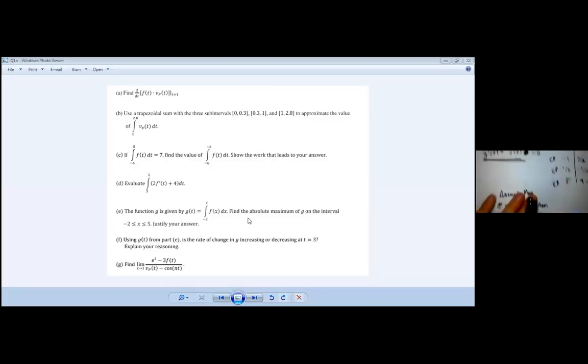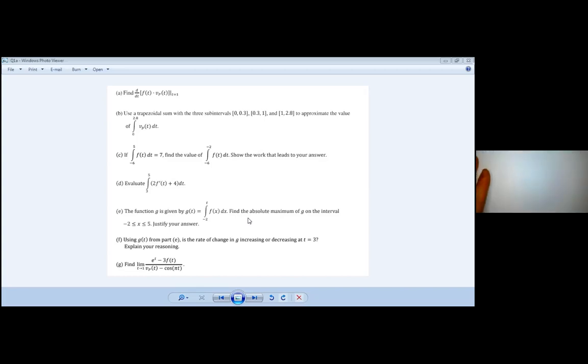All right, so for part F, using G of T from part E, we want to know whether the rate of change, and that's telling you something very specific, is increasing or decreasing at 3. And for part G, you have a limit question, which I've told you now what to do with in free response. So take a minute and copy F and G down, and then I will change the slide to the main page so that you can use the information to answer the questions.